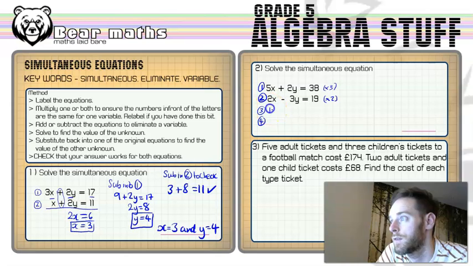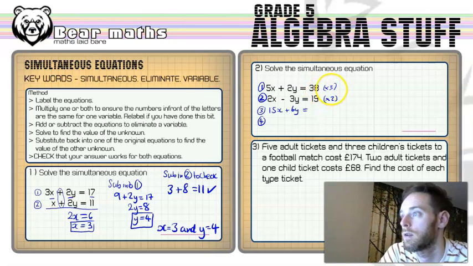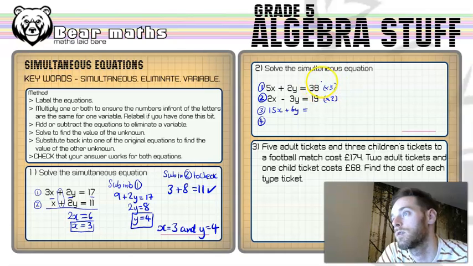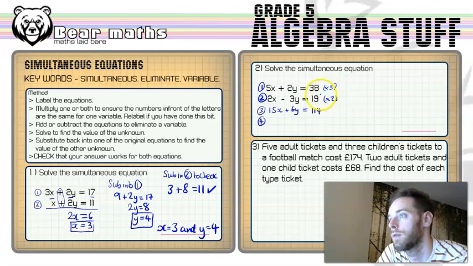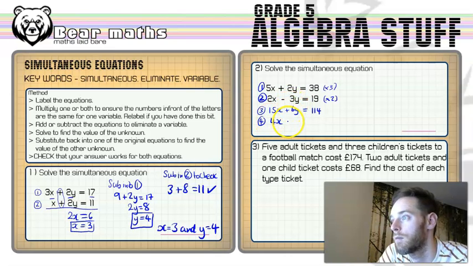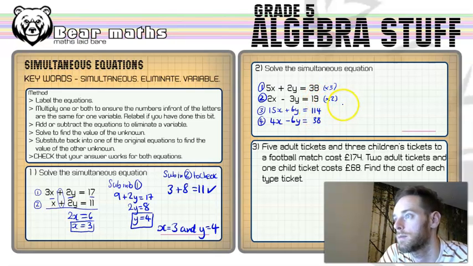So that's going to give us 15x, if we multiply by 3, plus 6y, and that's going to equal 38 multiplied by 3. So 30 times 3 is 90, 90 plus 24 is 114. Okay, we might get a calculator for this one if we were lucky. Then we've got 2 multiplied by 2x, which gives us 4x, and then minus 6y, and that's going to be 38 if we multiply 19 by 2.